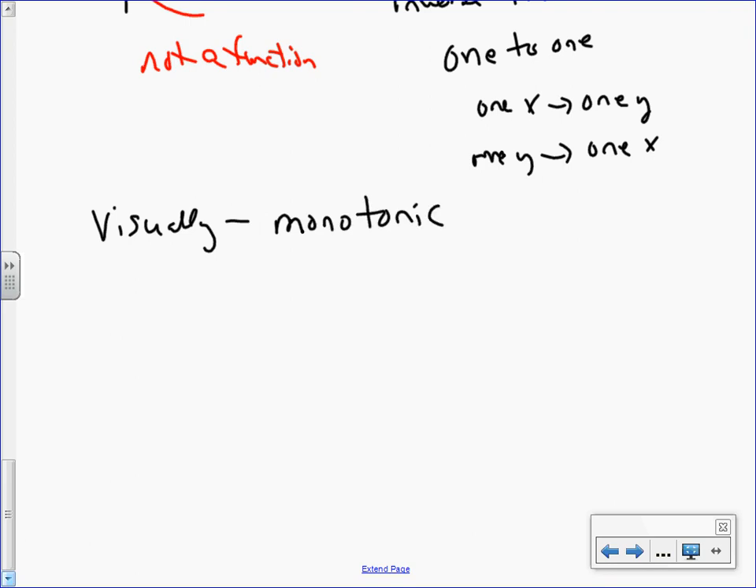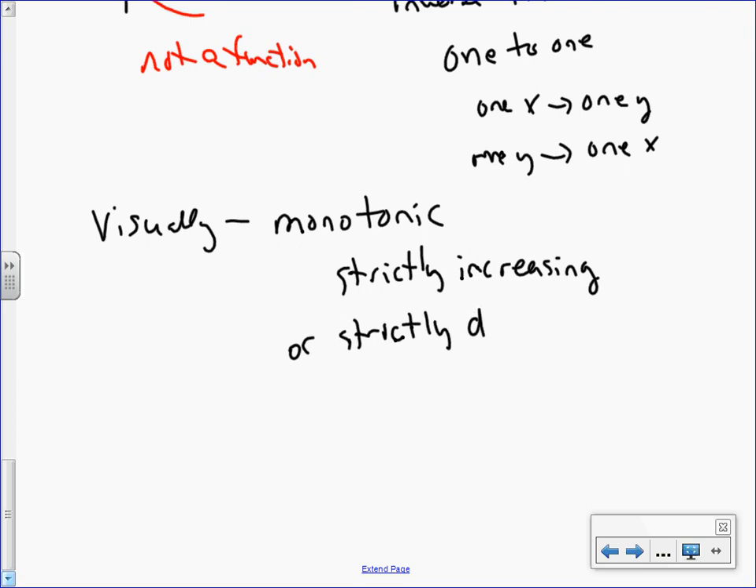The word is monotonic. The graph is monotonic, and this word means that it is strictly increasing or strictly decreasing. So if a function always increases or if it always decreases, then it will have an inverse function. Okay?